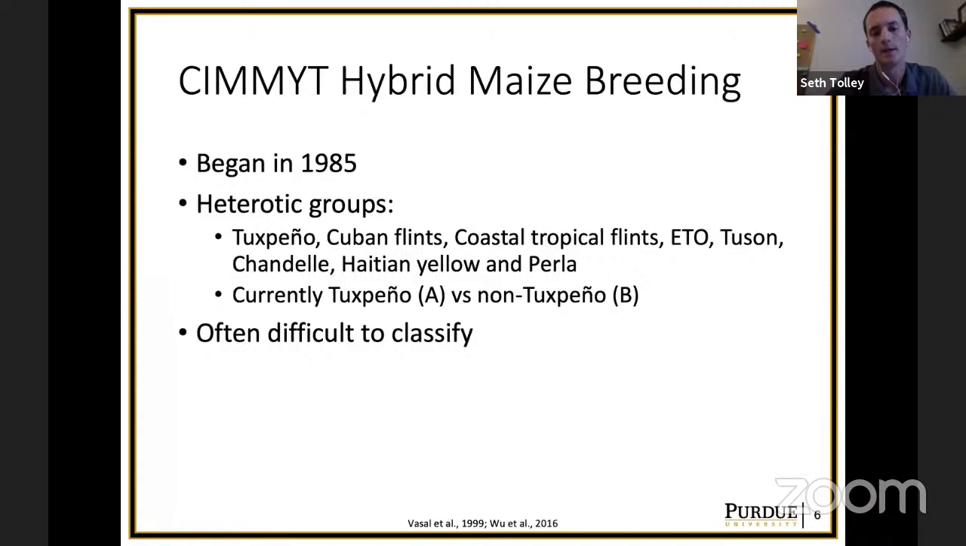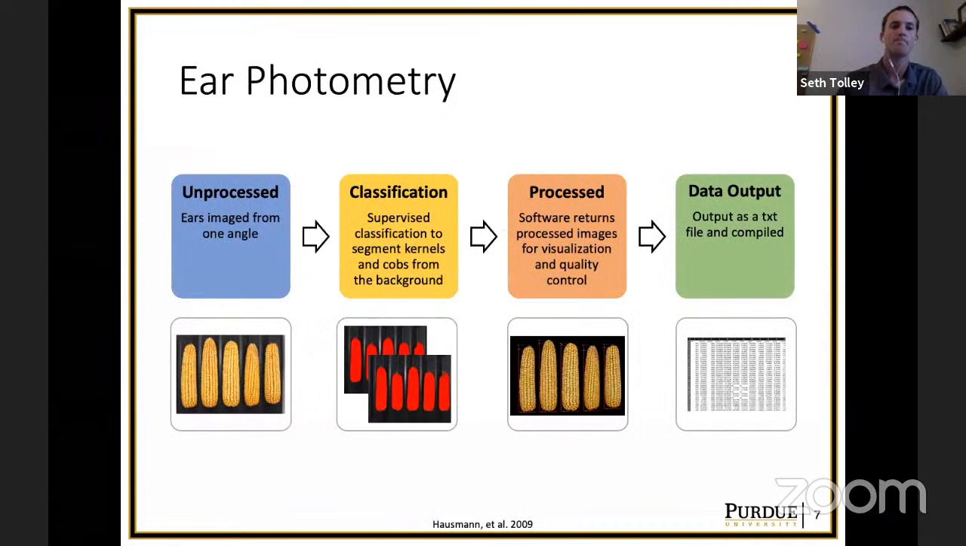And then you have the non-Tuxpeño, which is classified as B, and it's a flint variety type. One thing that we're going to dig into a little more in the first chapter is that these are often difficult to classify when you use genomic information. That's been seen in previous literature, and it's also something that we're going to talk about. So then, moving into discussing ear photometry.